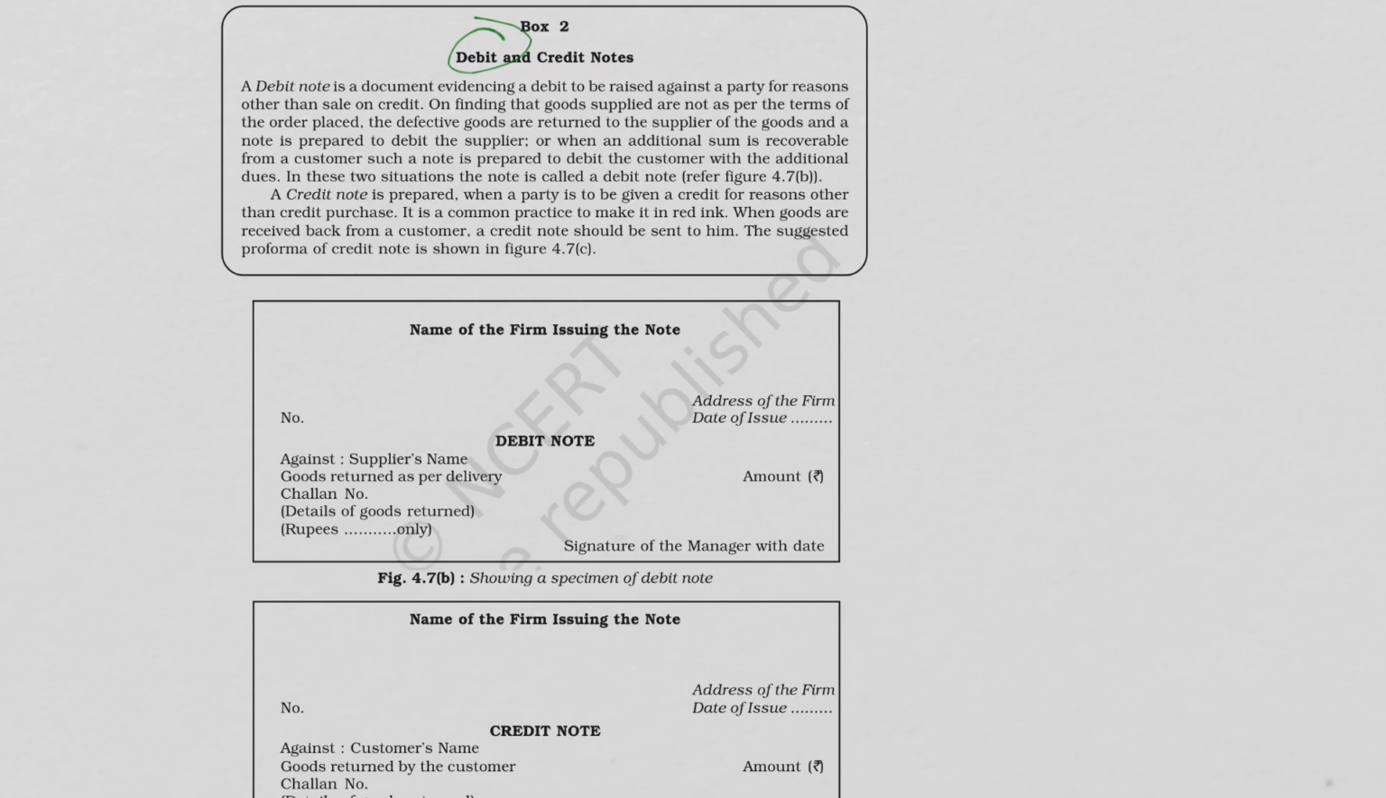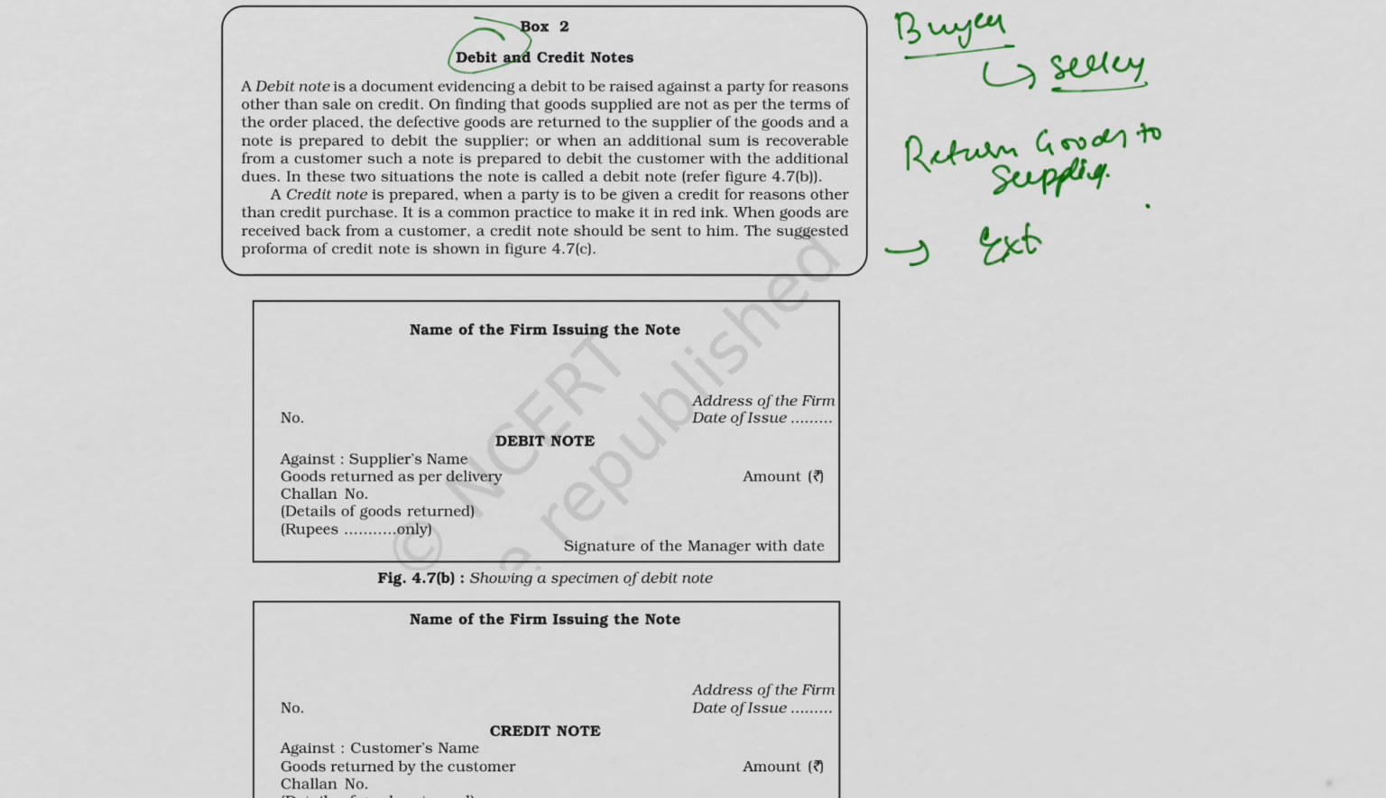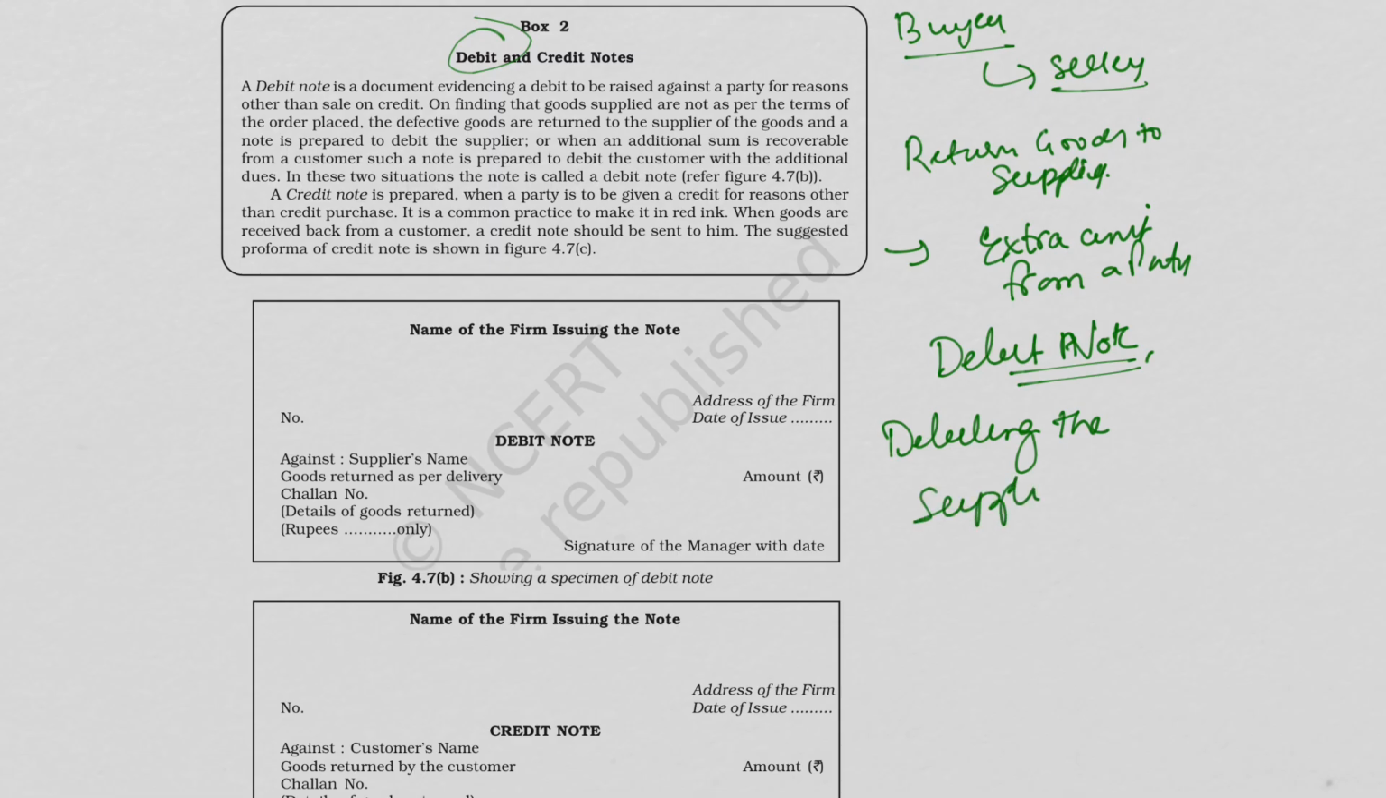So what is debit note? Debit note is basically a document which is prepared by a buyer to inform the seller that the seller's account has been debited. In simple words, when we return goods to supplier or when we want to claim extra amount from a party, we prepare a debit note. So it is called debit note because we are debiting the supplier's account.